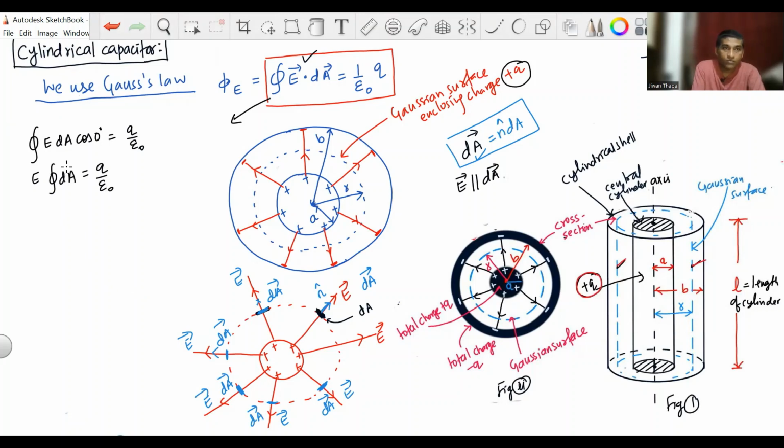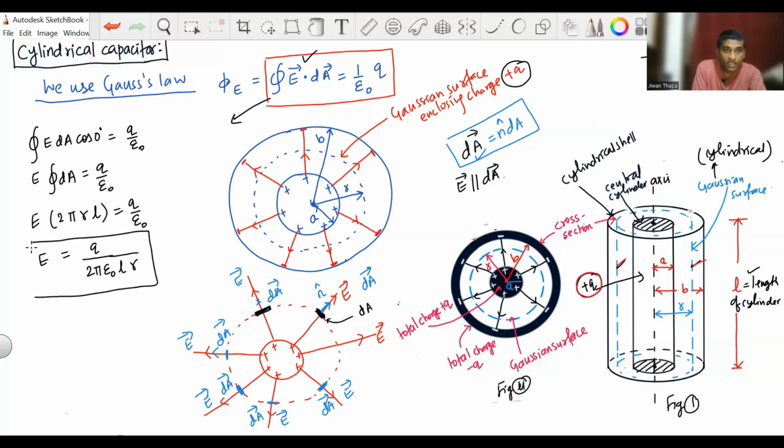So we get this. Now we are taking a small elementary area of a Gaussian surface. If we integrate this, then we get total area of the Gaussian surface. Keep in mind, our Gaussian surface is cylindrical, of radius r and length l. So this integration gives 2 pi r l, that is area of the cylinder. So we can write E equals Q by 2 pi epsilon 0 l r.